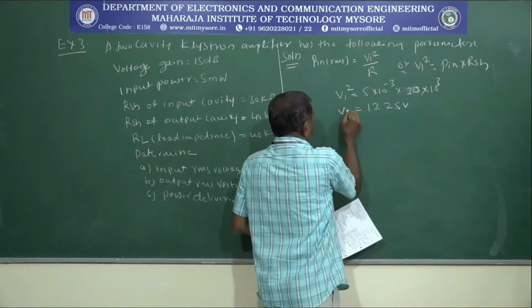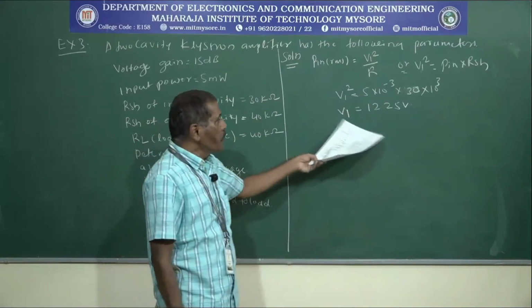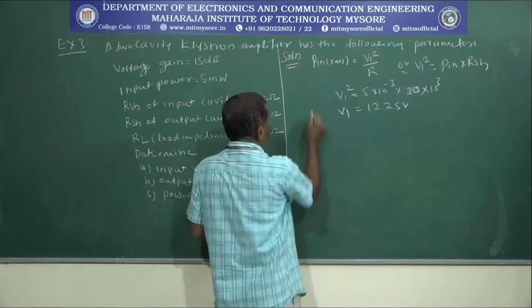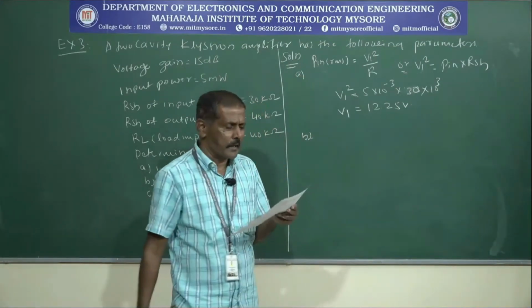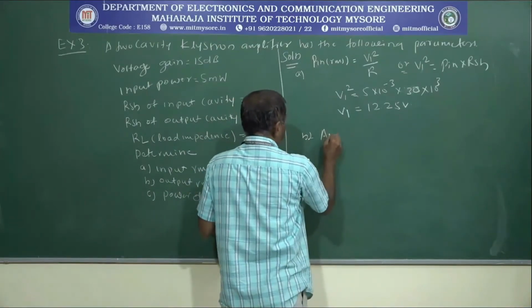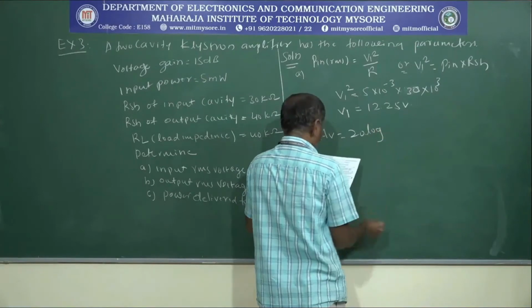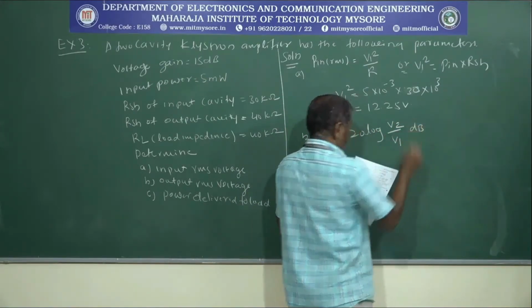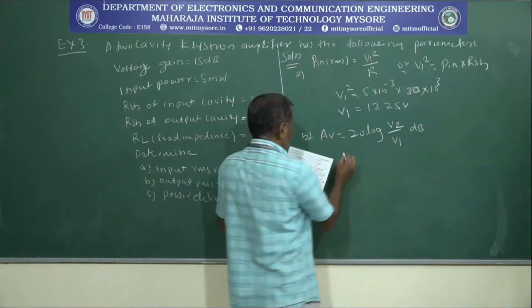Okay. Now, that is V1 equal to 12.25 volts. Next parameter is, so this is a parameter A you have derived. Next parameter you have to calculate is AV. AV equal to 20 log of V2 divided by V1. The unit has to be in dBs because it is a gain.